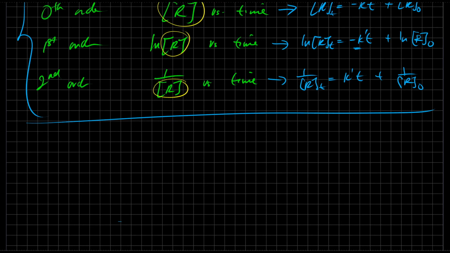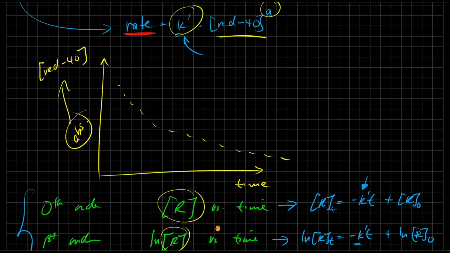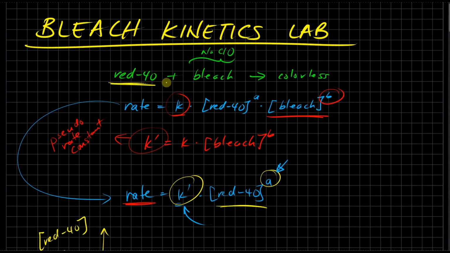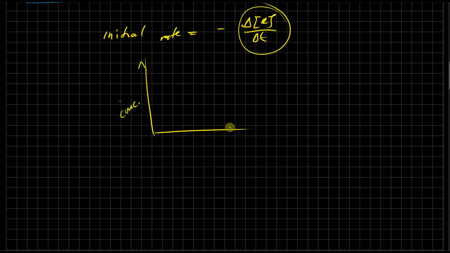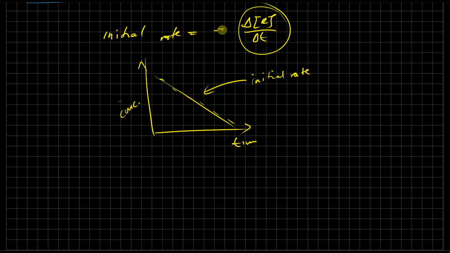So we know that we can get an initial rate from negative the change in concentration of red 40 over the change in time. Negative because red 40 is a reactant, right? Red 40 is a reactant right here. So if we make a plot of concentration versus time, negative the slope of that should be a negative slope, and the initial rate we can get from the slope. The initial rate will be positive, the slope is negative, so negative of that will give us the initial rate.